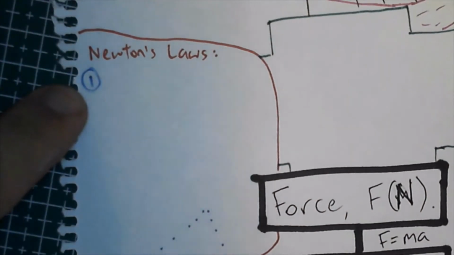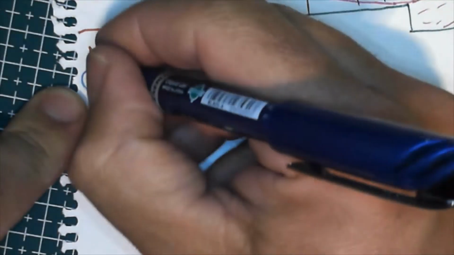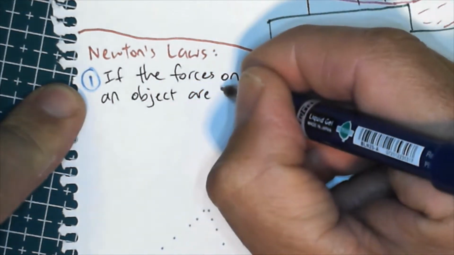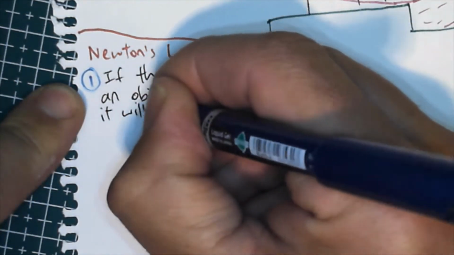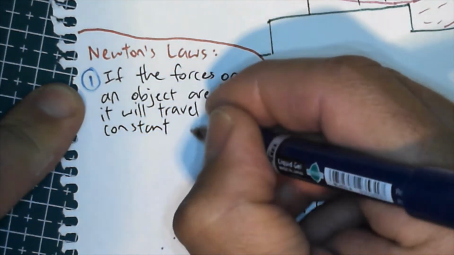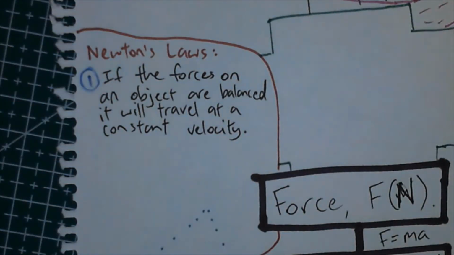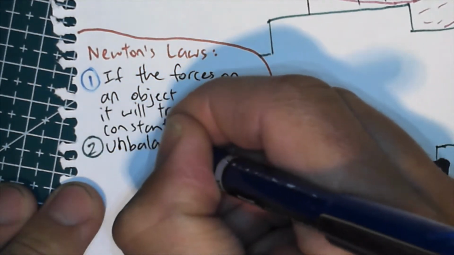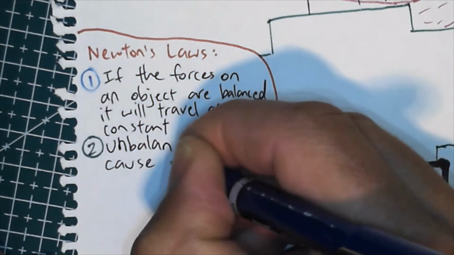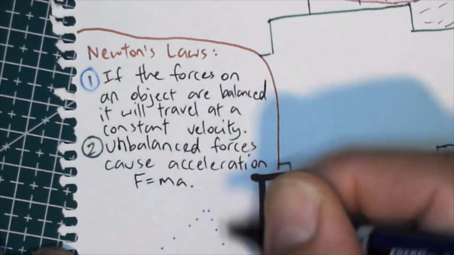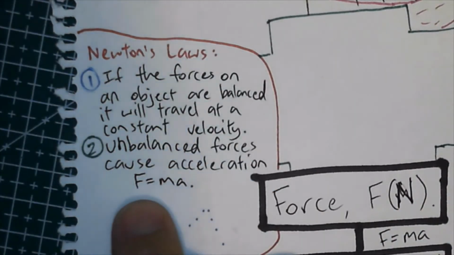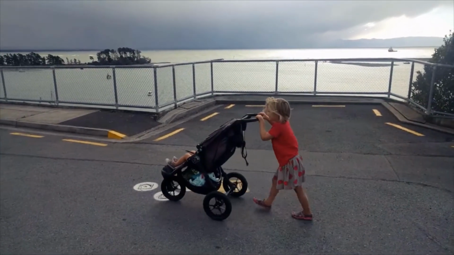Newton's first law is a bit wordy. It goes something like this. If the forces of an object are balanced, it will travel at a constant velocity. Newton's second law is the opposite of this. Unbalanced forces cause acceleration, and it has the equation F equals ma. The larger the force on an object, the more it will accelerate.